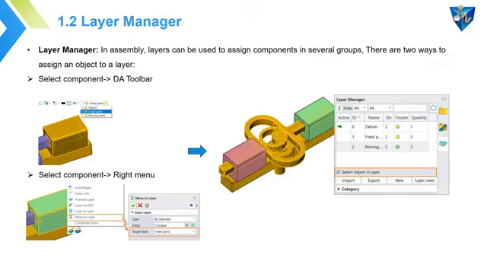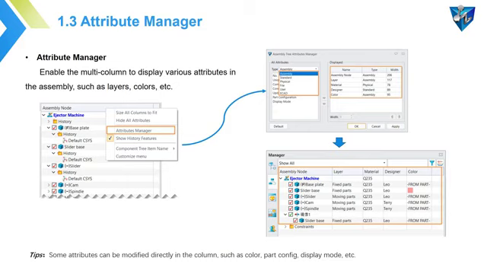Next one is Layer Manager. It can be used to assign components in several groups, so you can manage them in batch. And the next one is Attribute Manager. Using it, we can enable the multi-column in the assembly tree to display and edit various attributes for the components, such as layer, material, designers, colors, and etc.